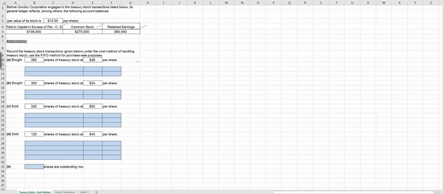Right, this one's pretty easy to work on. Basically we're going to debit treasury stock based on the purchase price. This is the cost method, right? 380 shares multiplied by $48. And then we're going to credit cash.